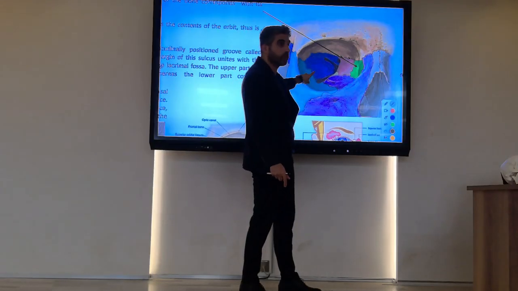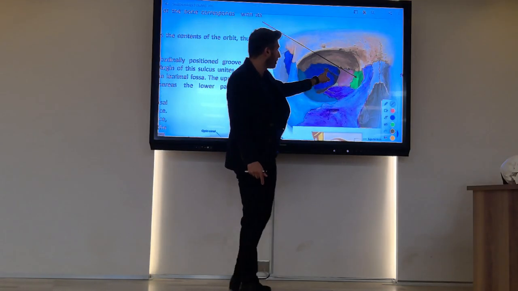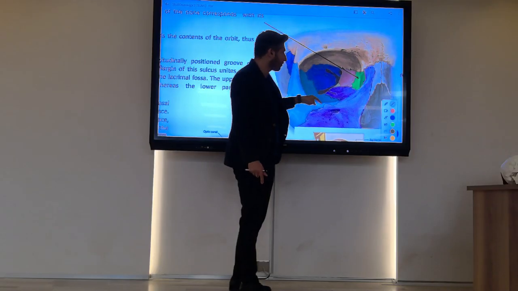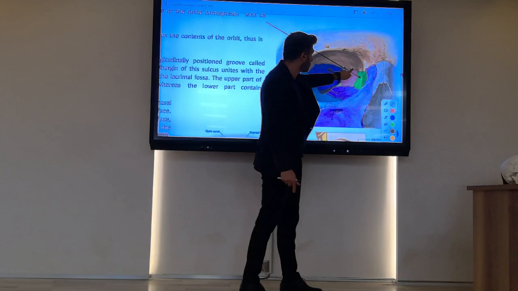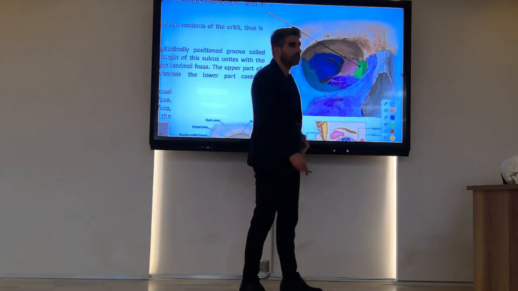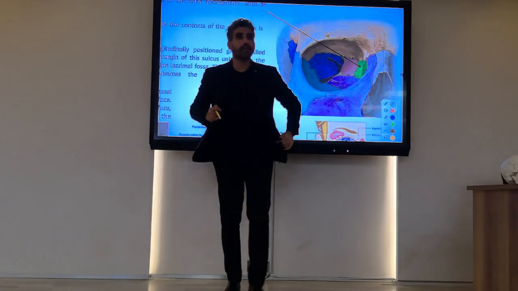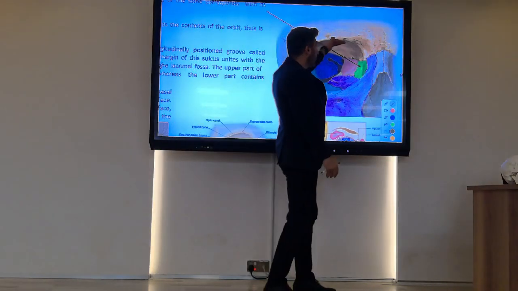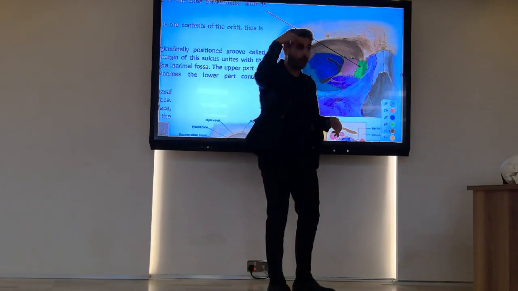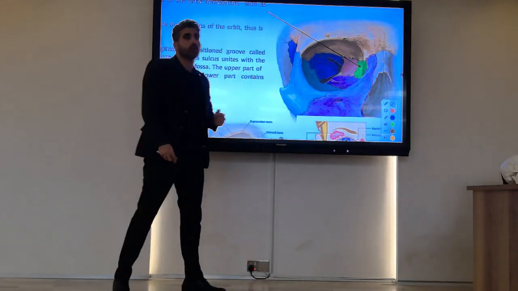You can see the sphenoid also: optic canal, lesser wing, greater wing, superior orbital fissure, inferior orbital fissure. You can see also these two small foramens. What are these? Yesterday I told you: anterior and posterior ethmoidal canal. When the frontal bone and ethmoid attach together, they have two foramina. This is the anterior and this one the posterior ethmoidal canal.